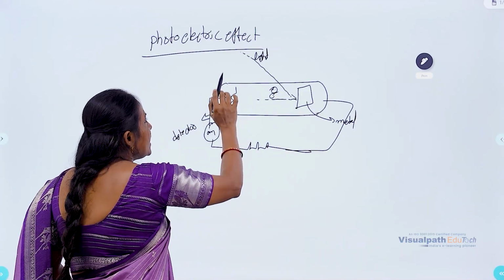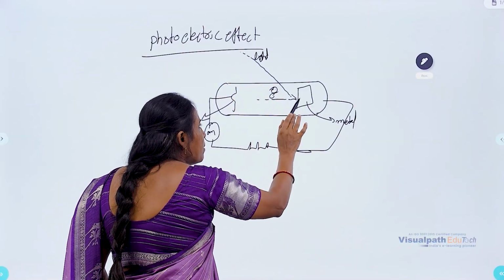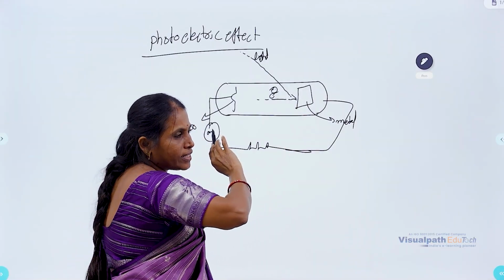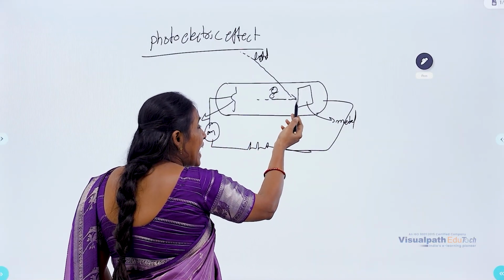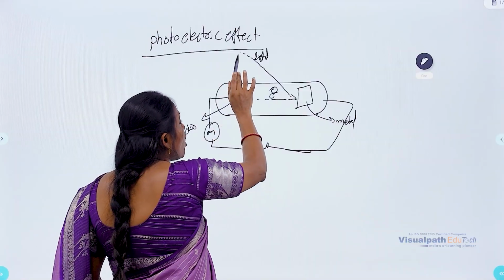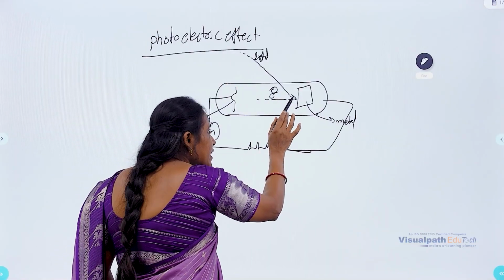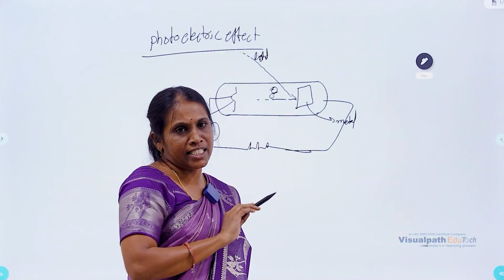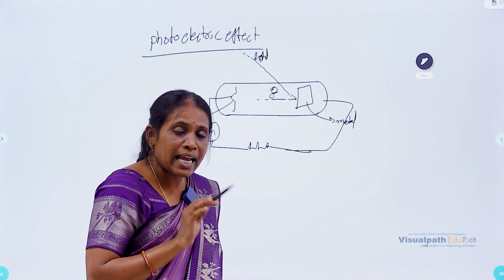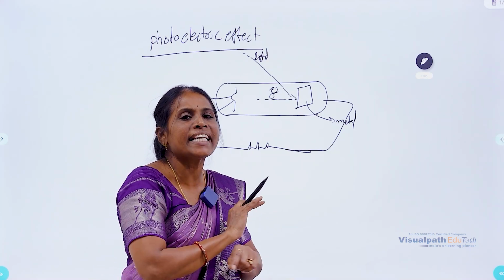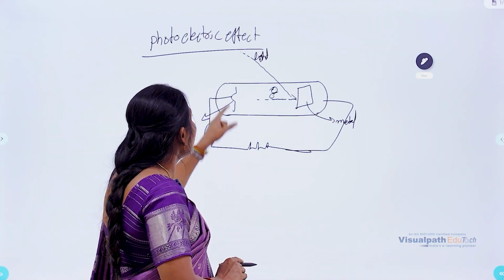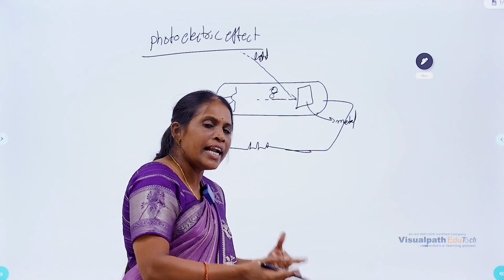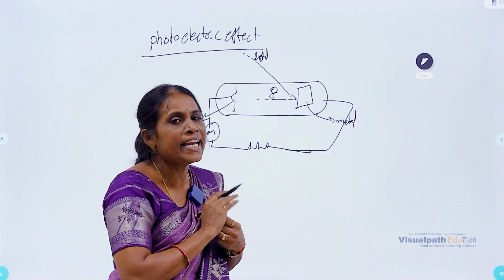See here, the beam of light is passed on the metal and strikes the metal surface. The striking of light on the metal surface and the ejection of the electrons both take place simultaneously, which means there is no time gap. Immediately when the light strikes the metal surface, the metal produces the electron. There is no gap.